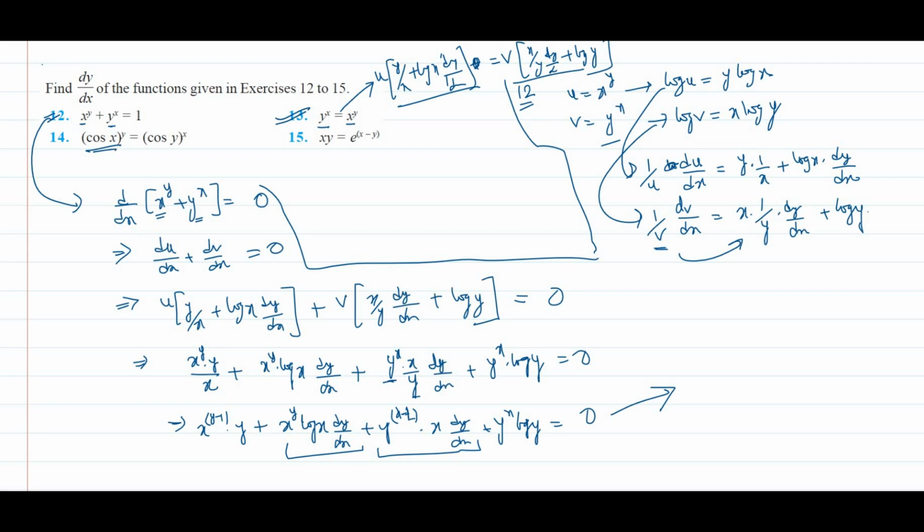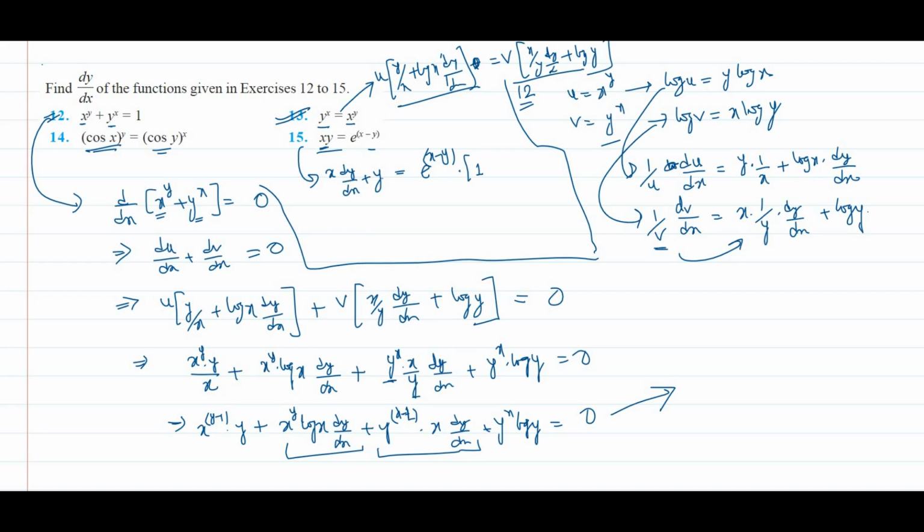Similar is the case with question number 14 and question number 15. You got to differentiate both the sides, and that will be the answer. In question number 15, I don't think any uv assumption is necessary because it is pretty direct. If you differentiate both sides with respect to x, you will be getting, by the product rule, x times dy by dx plus y times dx by dx, that is 1, that is equal to e to the power x minus y times the differentiation of x minus y, that is the chain rule.